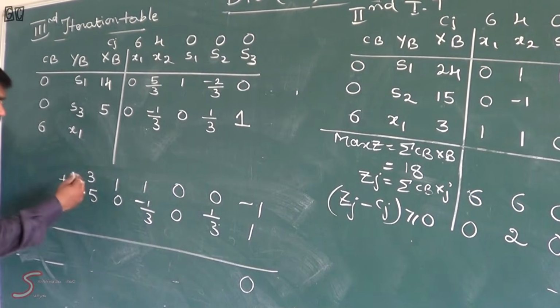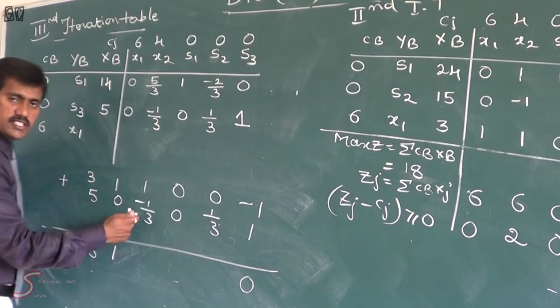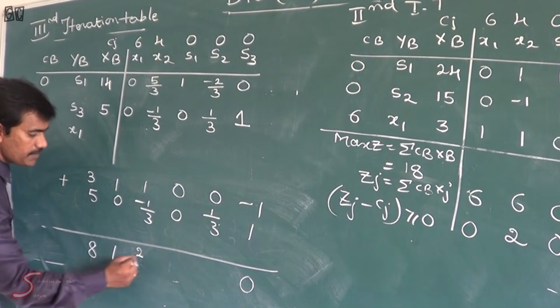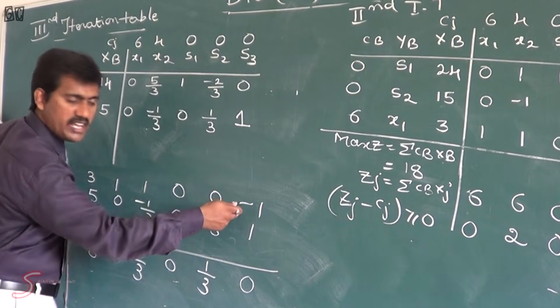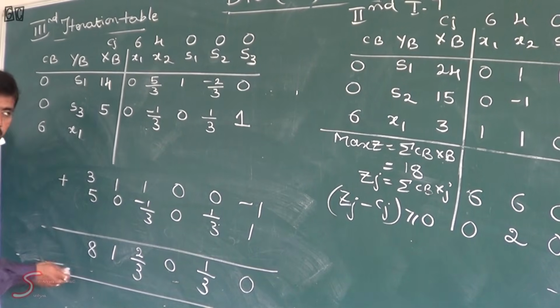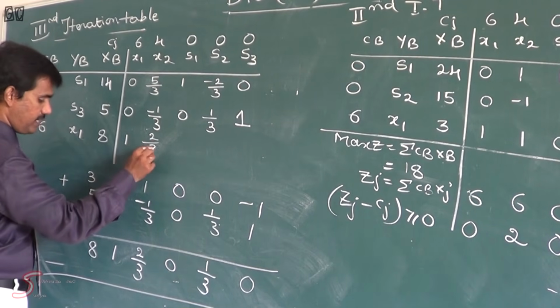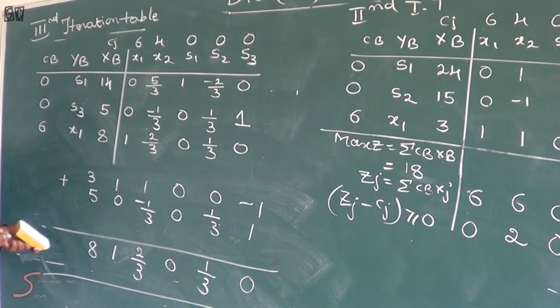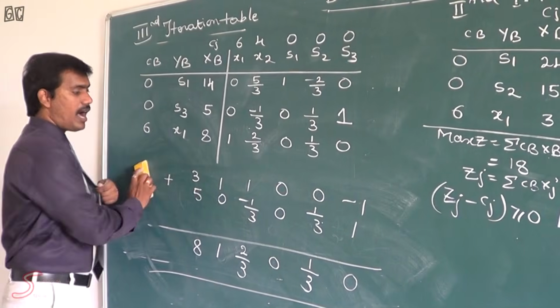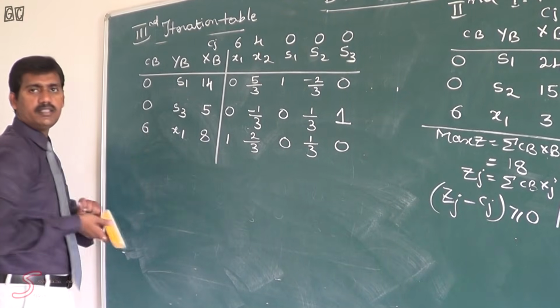That is 5 plus 3, 8. 1 plus 0, 1. 1 plus 0 minus 1 by 3, that is 2 by 3. 0 minus 0, 0. 0 plus 1 by 3, 1 by 3. Obviously, minus 1 plus 1 is obviously 0. And I am going to write this entire row in the third row. That is 8, 1, 2 by 3, 0, 1 by 3, 0. Clear? So after this, we are going to find all the three conditions.